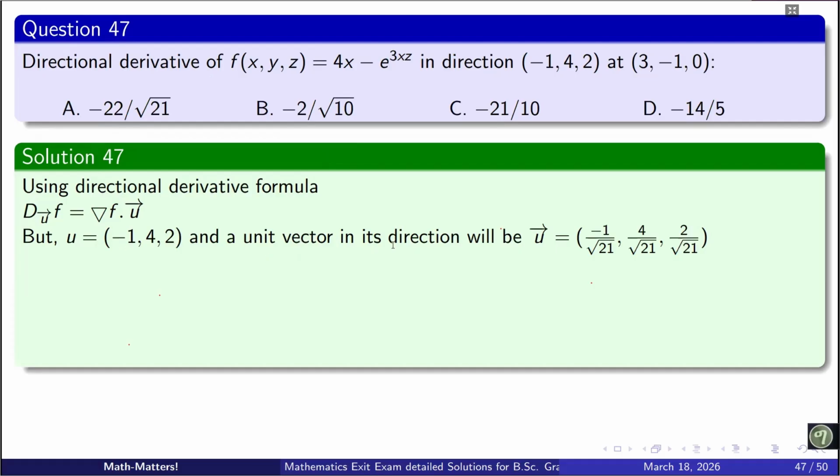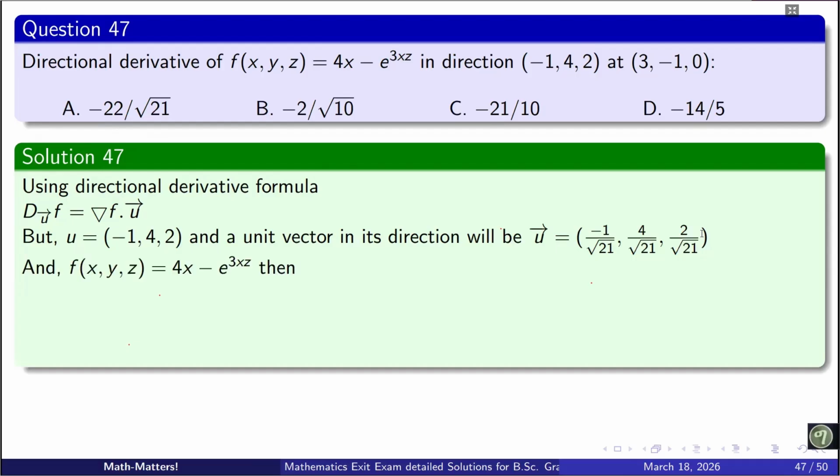And the unit vector in the direction of this vector is u, which is equal to (minus 1, 4, 2) over the square root of, obtained by taking the square root of the sum of the squares of minus 1, plus 4 squared, plus 2 squared.